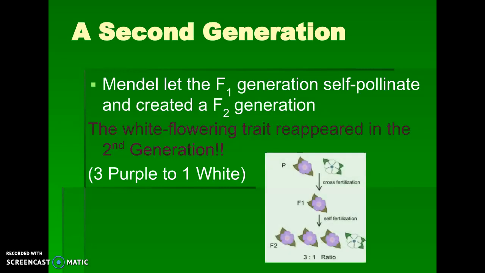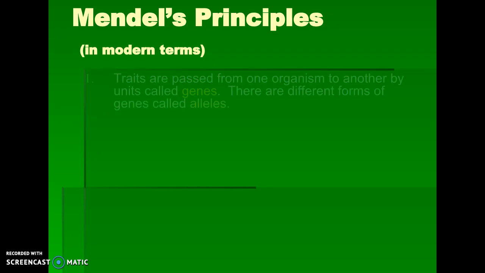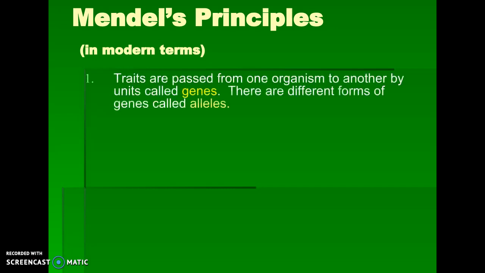All right, here we have a diagram showing our P, our parental generation, and of course our F1, which are our hybrids. And of course, through self-fertilization, we end up with that 3 to 1 ratio in F2. So Mendel formed some principles on this, and in modern terms, if we take a look at them, he says that traits are passed from one organism to another by units called genes. All right, and there are different forms of genes called alleles.